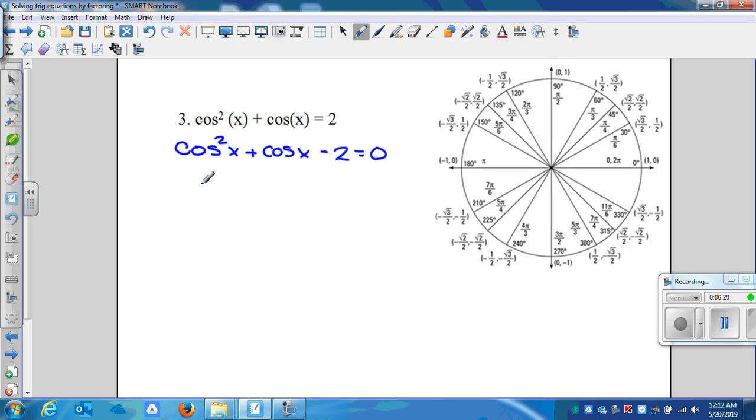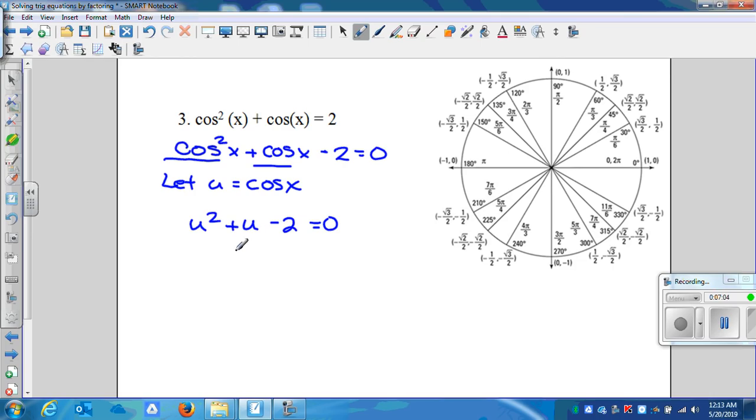So what we're going to do is make this look more like an algebraic equation. We're going to replace the cosine x with a variable. This is called u substitution, right? Let u equal cosine x. I'll replace cosine x back in towards the end of the problem, but now I can rewrite this problem without the trig in it. I can write this as u squared plus u minus 2 equals 0. I've replaced each cosine term with a u instead.